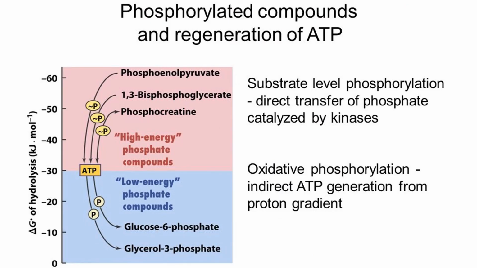Phosphorylated compounds and regeneration of ATP. Actually, substrate level phosphorylation, direct transfer of phosphate, catalyzed by kinases, we found earlier. And oxidative phosphorylation, indirect ATP generation from the proton gradient, that also we found earlier. And what's the meaning of this diagram? You can see here, phosphoenol pyruvate is providing ATP. And 1,3-bis phosphoglycerate is providing ATP. Those two ATPs are utilized for the formation of glucose 6-phosphate, glycerol 3-phosphate, etc.